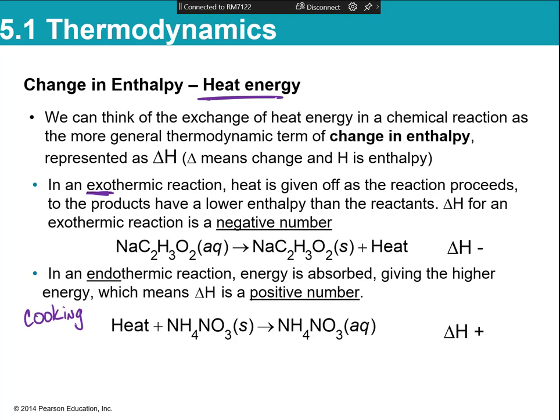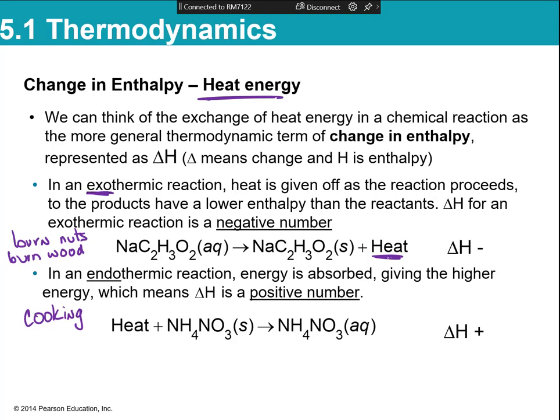So cooking stuff. Whereas when we burn the nuts, those are good examples. Burning wood, because heat is a product, that's going to be a much more spontaneous or favorable kind of reaction to just keep on going.